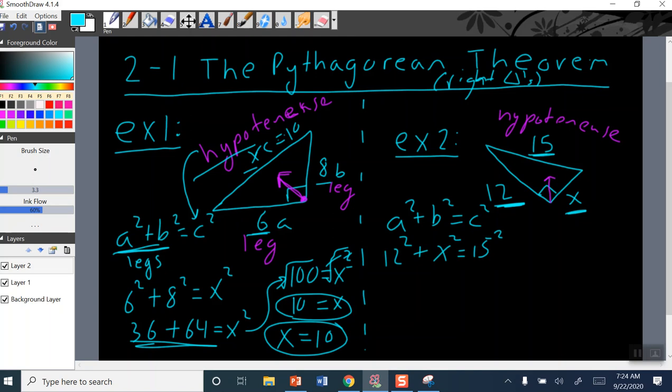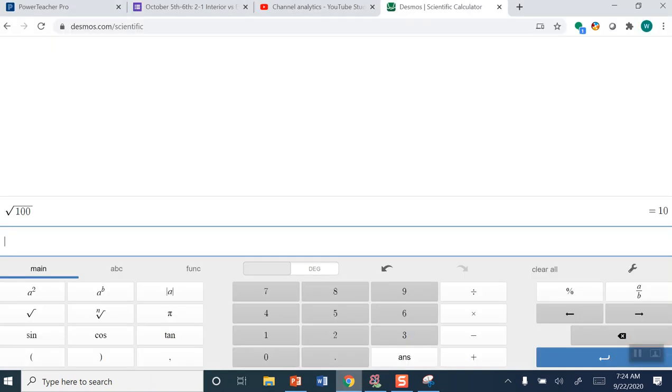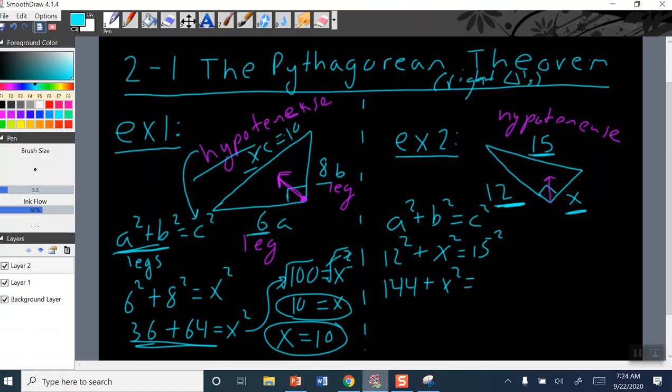And what if 12 squared, y'all know 12 squared. 12 times 12 is 144, plus x squared is equal to, but most of y'all won't know what 15 squared is. So I go back over to Desmos Scientific. In this case, I type the number first, 15, and you'll notice, see where it says a squared? I push that, and now I have 15 squared, which is 225. Okay, so this is equal to 225.